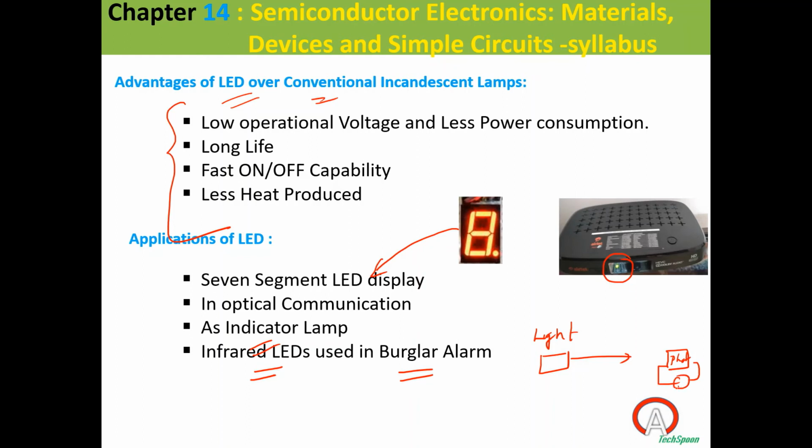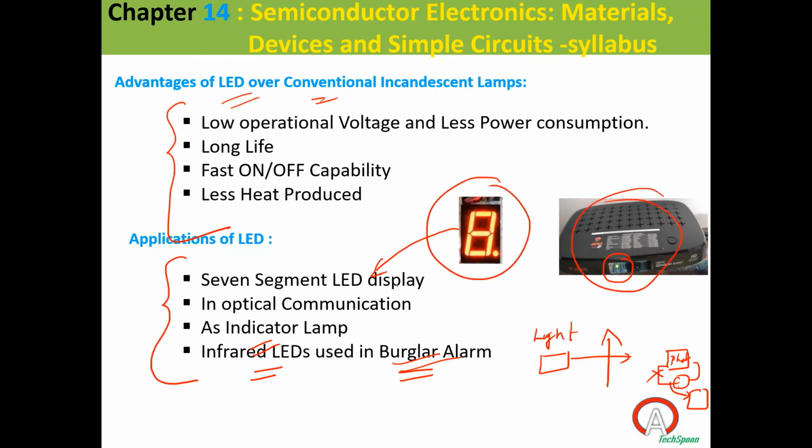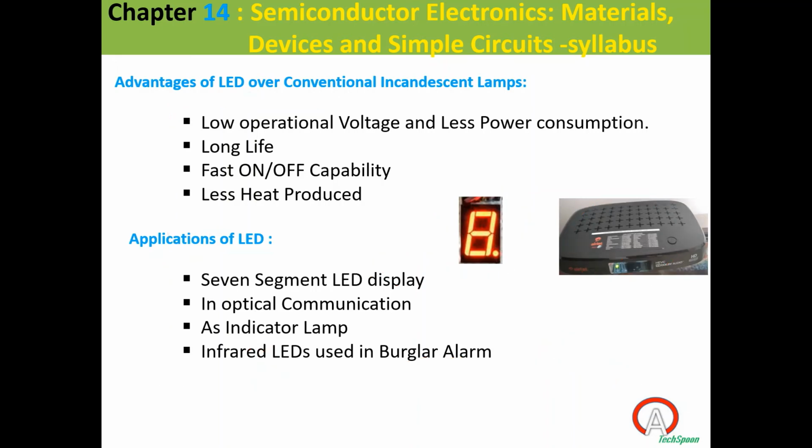Then suppose someone is passing through this. What will happen? This light will be blocked, so no light falls on the photodiode and the current will be cut. This can indicate with some alarm, so this will be used as a burglar alarm when a thief is crossing. So infrared LEDs are used in burglar alarms. These are some of the important applications of light emitting diodes that we can study.